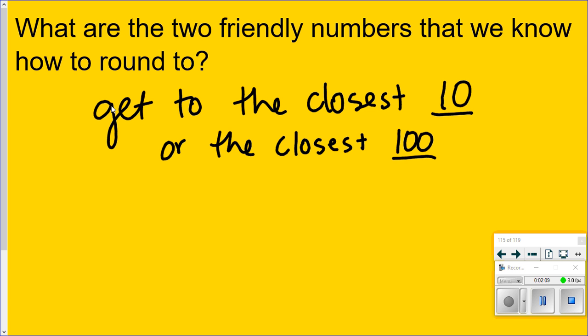What about the closest 100? What could be the closest 100 that I could land on? Victor? 500. That could be the closest 100. Elena? 1,000 could be my closest 100. Devin? 600 could be my closest 100. A million could be my closest 100. That's funny. So when we are rounding, we need to pay attention. Are we rounding to the closest multiple of 10 or the closest multiple of 100? We just heard some really good examples of both of those.